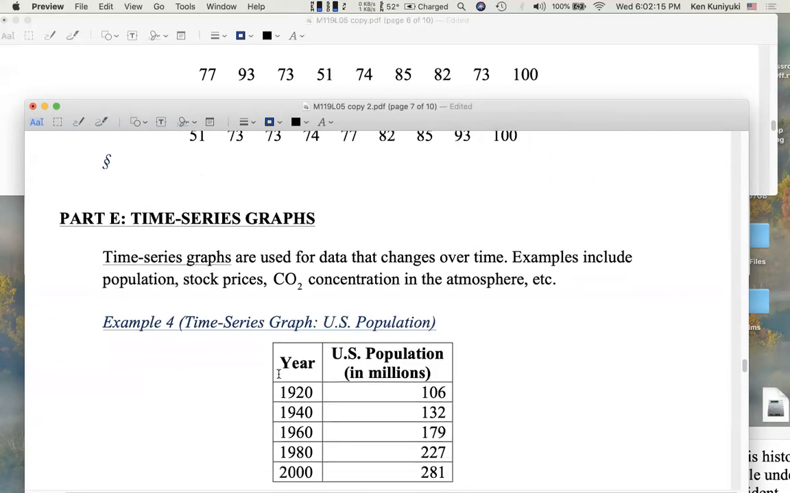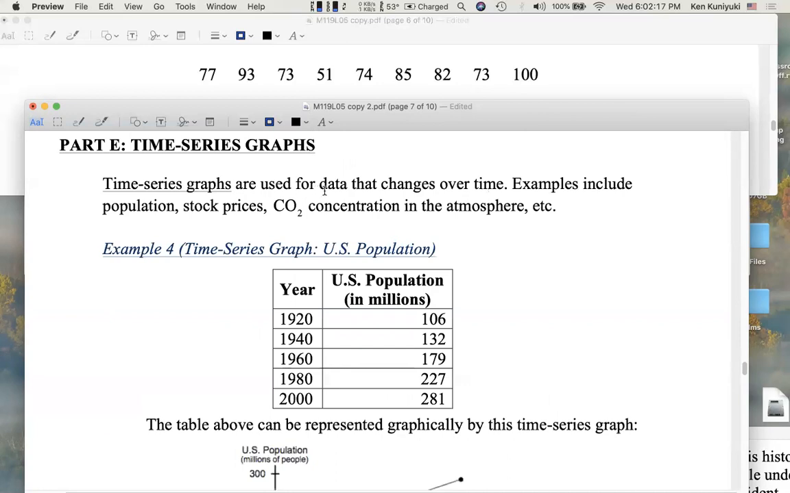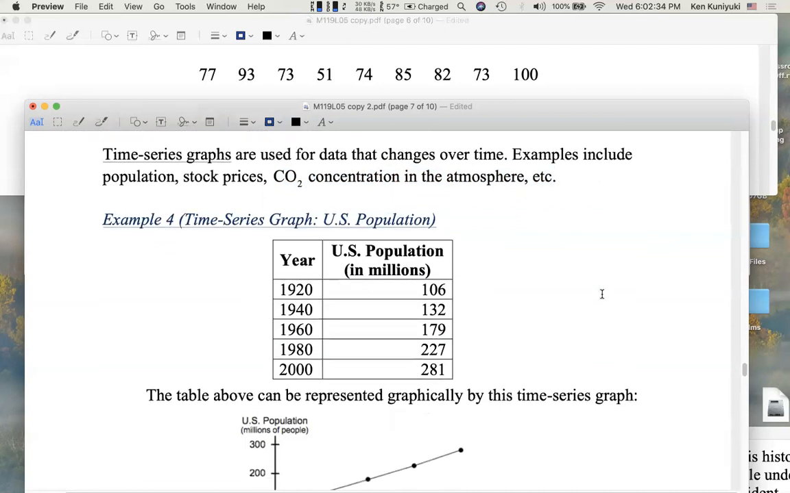All right, time series graphs. Used for data that changes over time. Like, for example, the Dow Jones or the NASDAQ. Population, stock prices. Climate change. Concentration of carbon dioxide in the atmosphere. Up, up, up, right? Exponential almost.